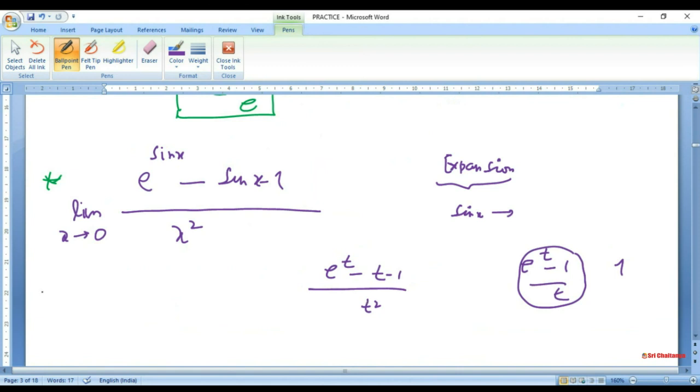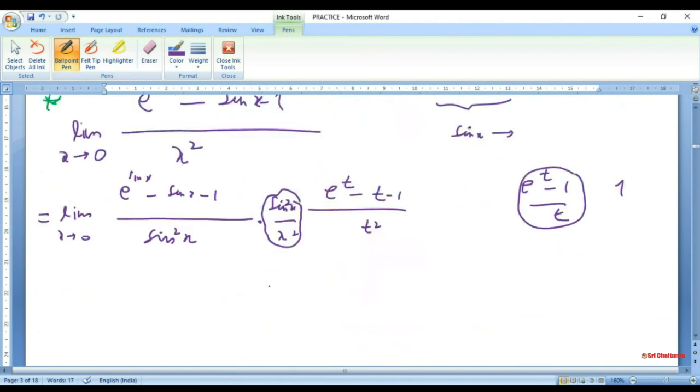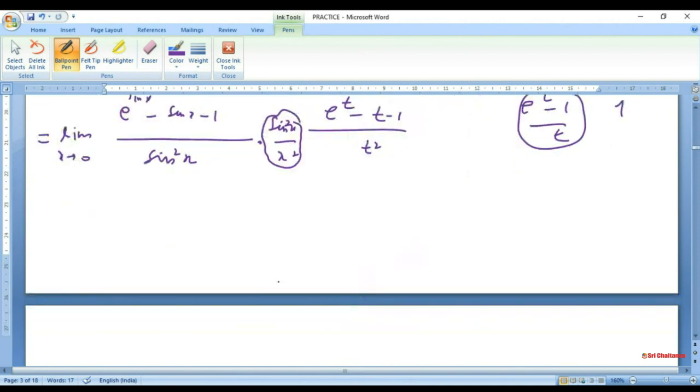So in a bid to make this, I will write limit x tends to 0 of e to the power sin x minus 1 over sin square x. I have added from my side, and this is sin square x over x square. So this number happens to be 1. This limit is not a problem, so this goes to be 1. And then we are left with limit x tends to 0 of e to the power sin x minus 1 over sin square x.